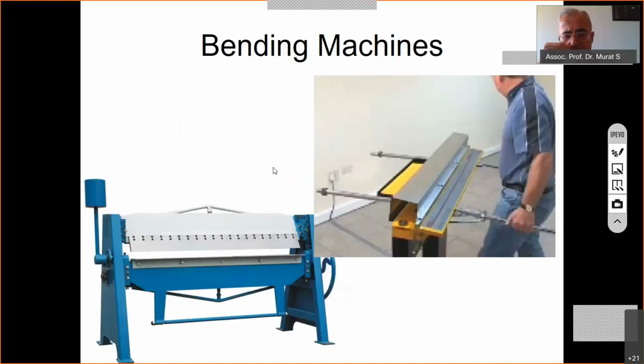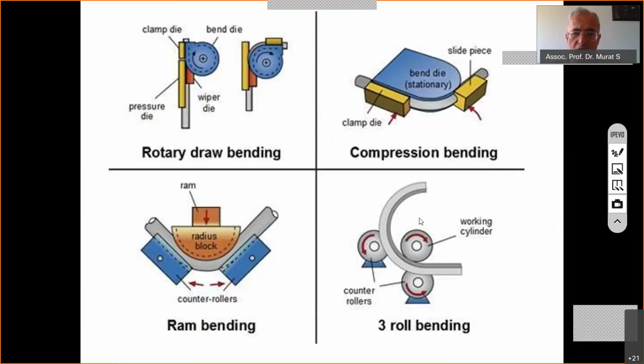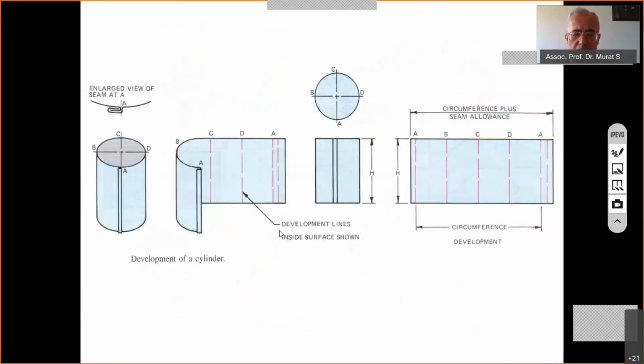We use, at the bending stage, folding stage, specially designed machines, bending machines. This is a manually operated bending machine. For cutting the sheets, we use special shear cutting scissors. And for bending bars or structural elements, we use special bending dies, clamps, and some other complementary tools.